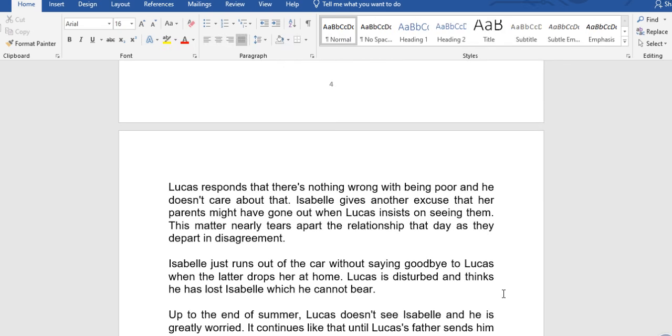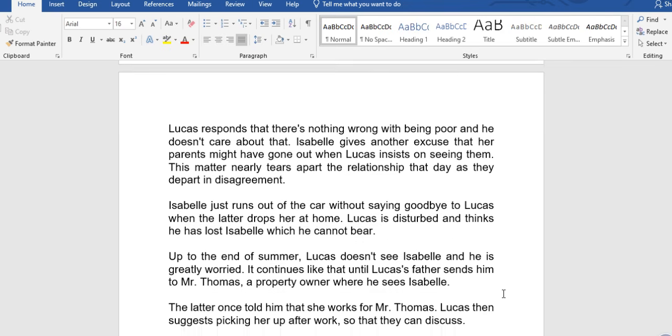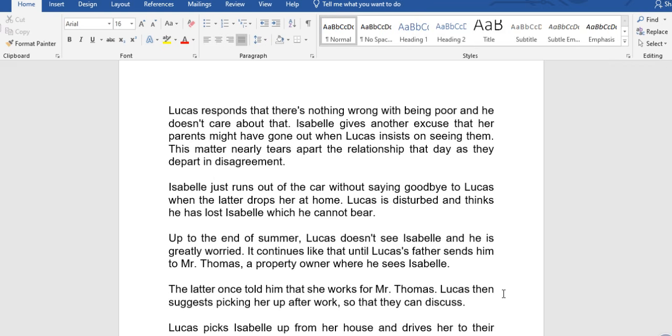Lucas responds that there's nothing wrong with being poor, and he doesn't care about that. Isabel gives another excuse that her parents might have gone out when Lucas insists on seeing them. This matter nearly tears apart the relationship that day as they depart in disagreement. Isabel just runs out of the car without saying goodbye to Lucas when the latter drops her at home.